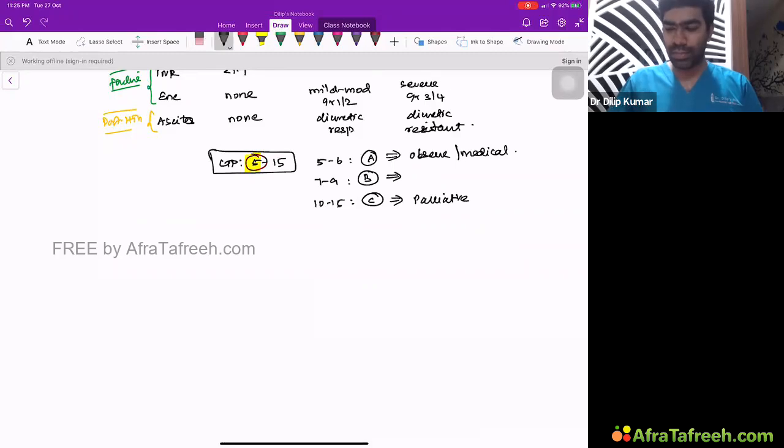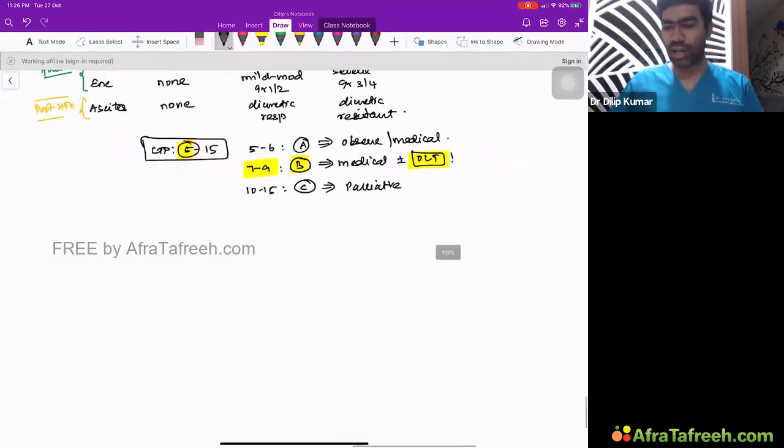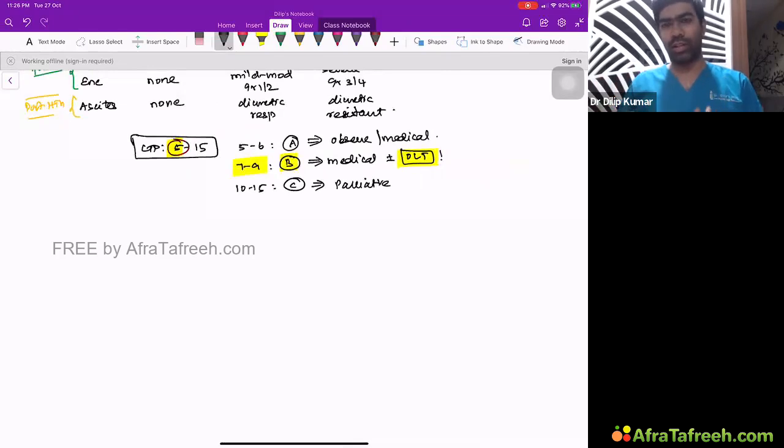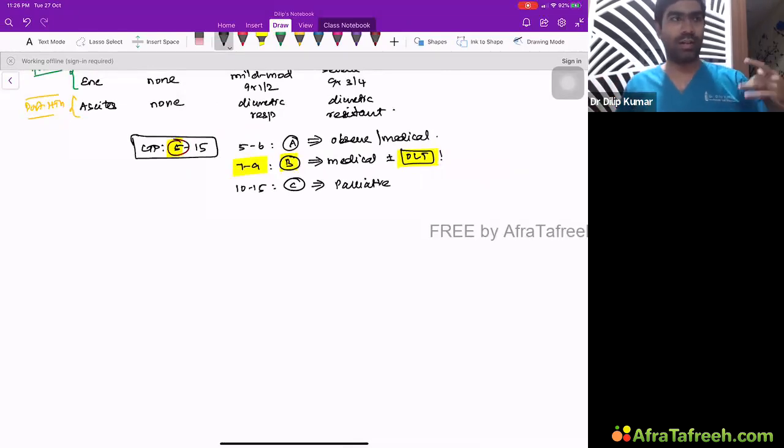These Child B patients are the ones who can be given medical treatment, plus or minus they are the best candidates for orthotopic liver transplantation as well. These are the highly suitable candidates where you can take the patients for OLT. They'll not be so good like Child A patients, and they'll not be so frail like Child C patients. They'll be somewhere in between. So this is the place where liver transplantation can be done in a very good way.